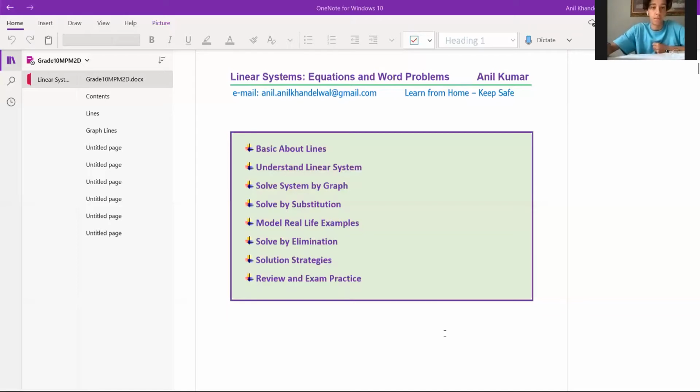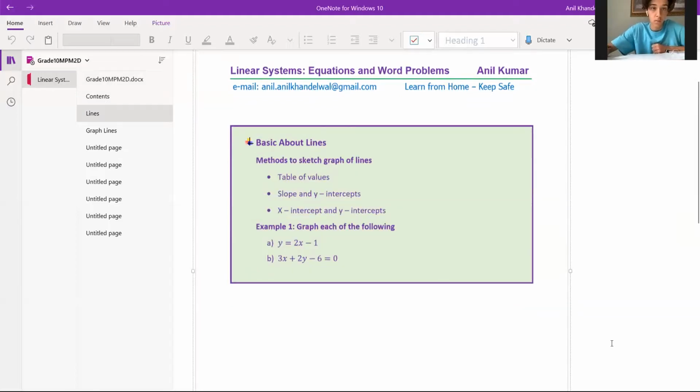So when we say basics, it should be basics about lines. About the basics about line, we need to understand the methods to sketch graph of a line. You know how to sketch graph of a line? Yeah. Basically, we follow 3 different methods. One of them is table of values. Then you can use slope and intercept form of the equation of the line. And also you can use x-intercepts and y-intercepts to sketch a line, correct?